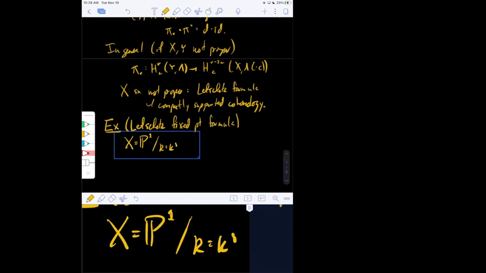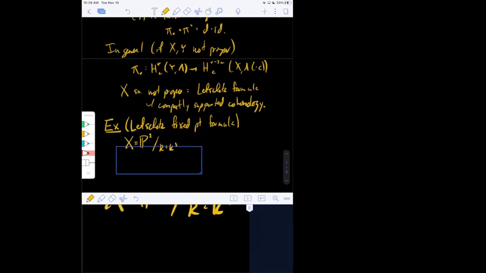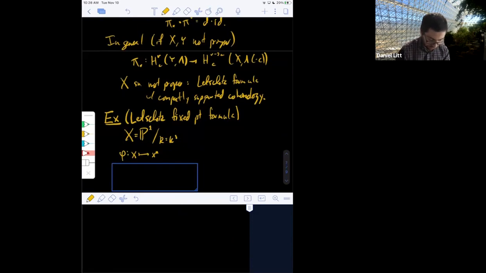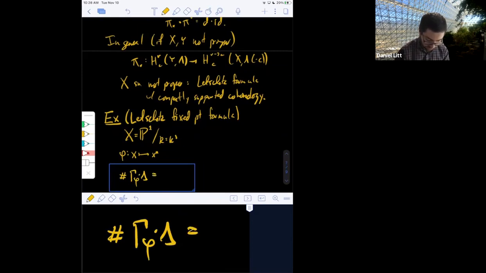Is x goes to x to the n? Yeah, x goes to x to the n is great. So let's call phi: x goes to x to the n. So let's compute first. How many fixed points does phi have? What is the intersection between the graph of phi and the diagonal?